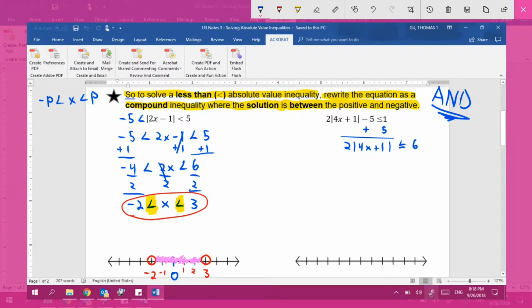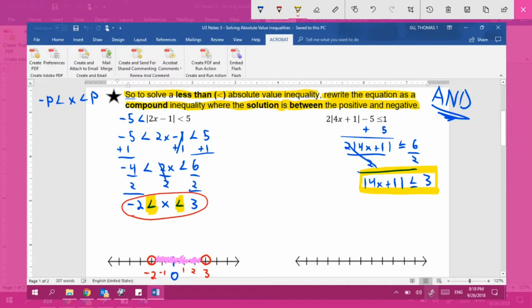All right, but I still have this pesky little 2 on the left side. I'm going to divide everything by 2. And that's going to leave me with absolute value of 4x plus 1 is less than or equal to what's 6 divided by 2? That's 3. And now I'm going to be working with this equation right here. I don't need to look at the top one anymore.